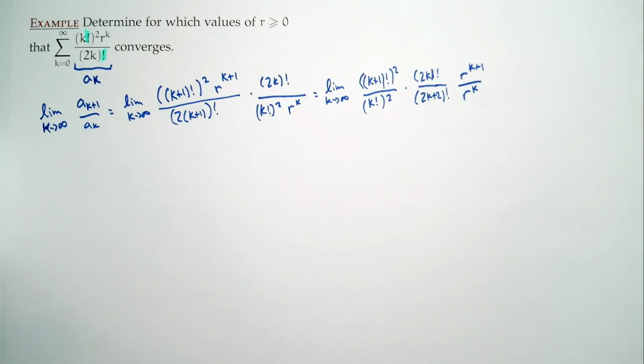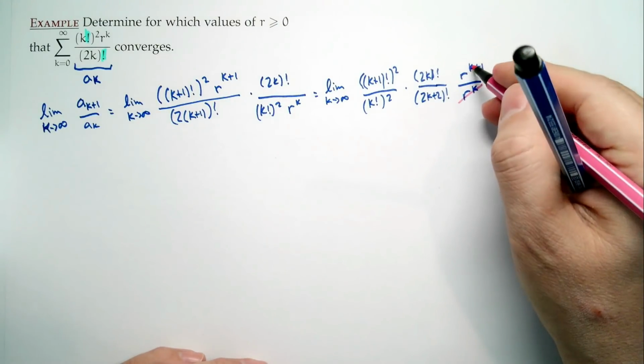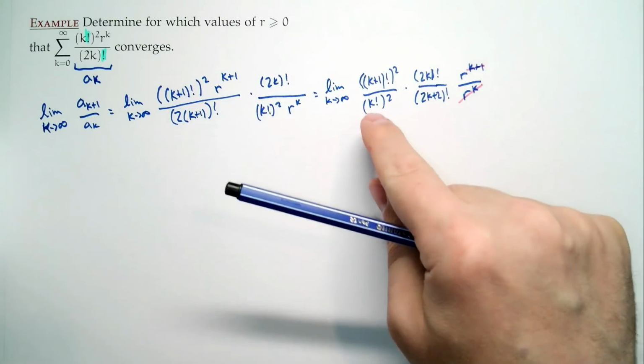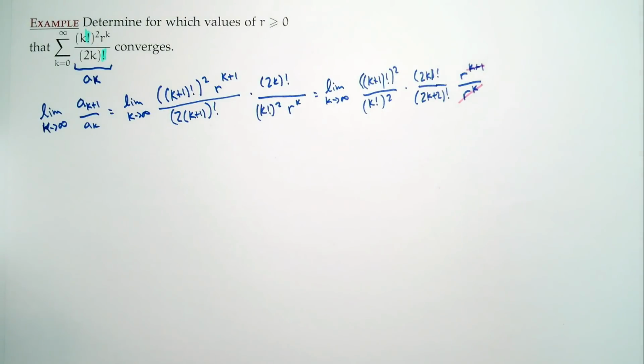Now we start saying, can we simplify things? Well, there's at least one easy thing, the r to the k and r to the k plus 1. Okay, so we're just left with a single r at the end. All right. Now, how about the factorials? Now, this is why the ratio test works so great.